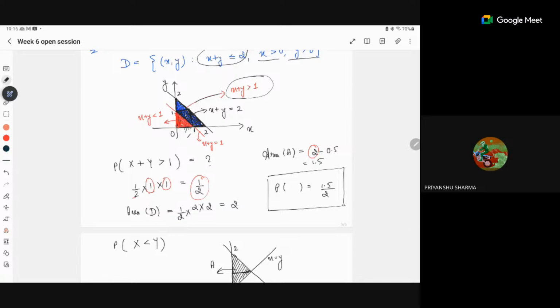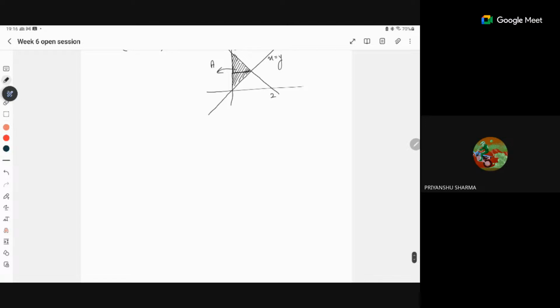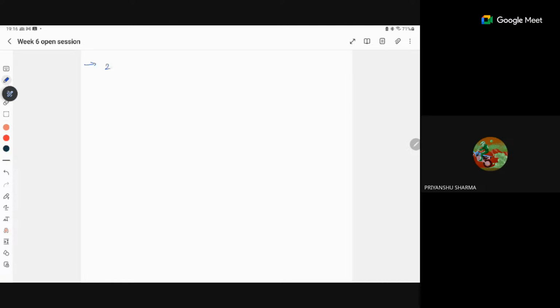Now we'll move to the non-uniform case. So far we have only been talking about the uniform case, the 2D uniform case. Now what about when we have a non-uniform distribution? So, 2D non-uniform distribution.